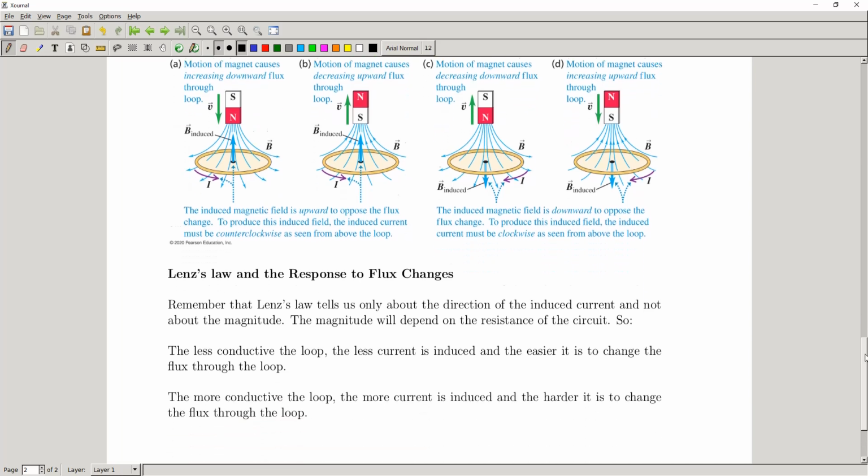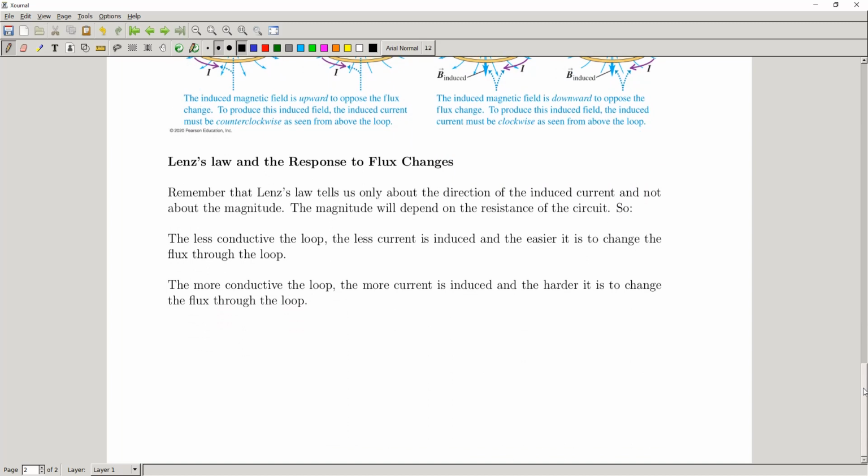Okay, so a couple of last notes on Lenz's law, and then we'll move on to the next video. Like I said before, Lenz's law tells us only about the direction of the induced EMF and induced current. It doesn't tell us anything about the magnitude, right? We have to use other tools to get at those magnitudes. So it's only a useful tool in thinking about direction.